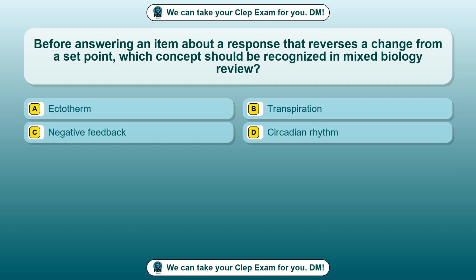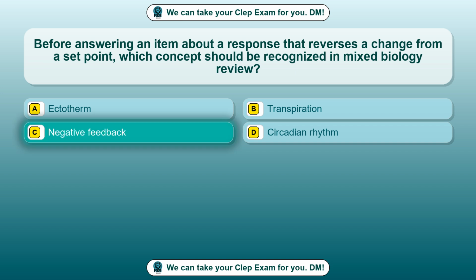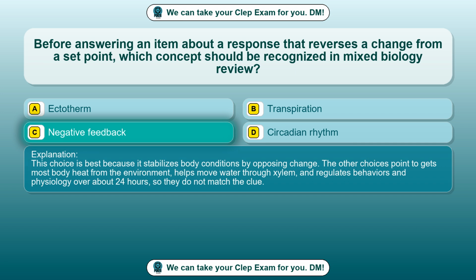Question 50. Before answering an item about a response that reverses a change from a set point, which concept should be recognized in mixed biology review? Option A, ectotherm. Option B, transpiration. Option C, negative feedback. Option D, circadian rhythm. The correct answer is option C, negative feedback. This choice is best because it stabilizes body conditions by opposing change. The other choices point to gets most body heat from the environment, helps move water through xylem, and regulates behaviors and physiology over about 24 hours, so they do not match the clue.